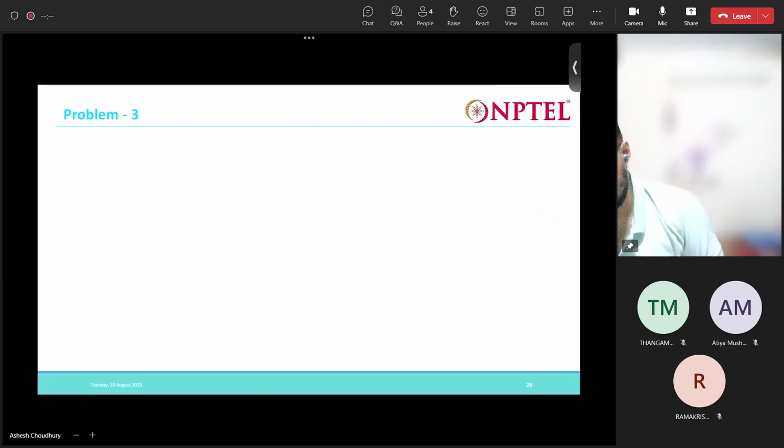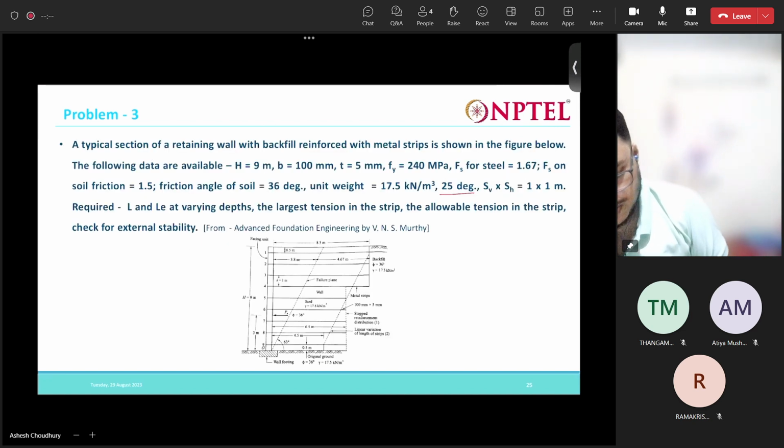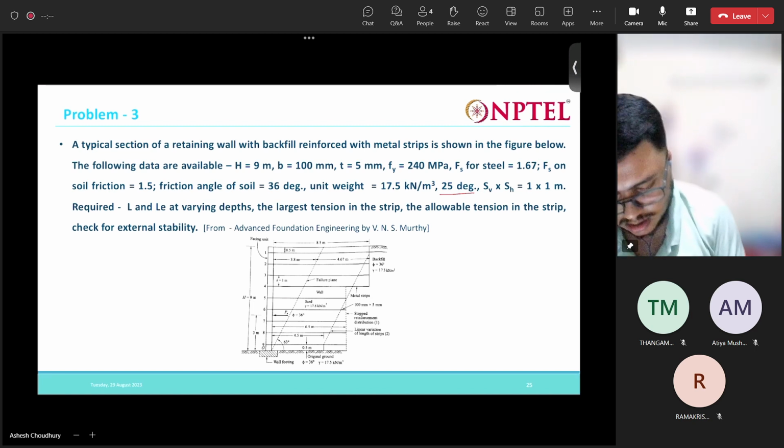So if you see the figure, so wait a second.